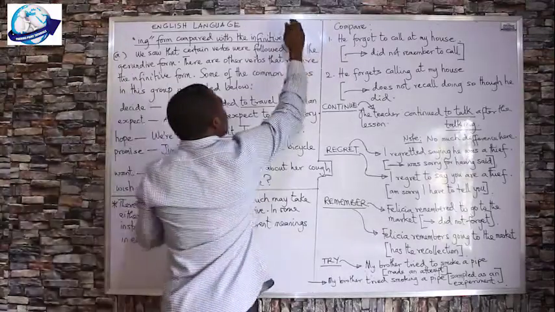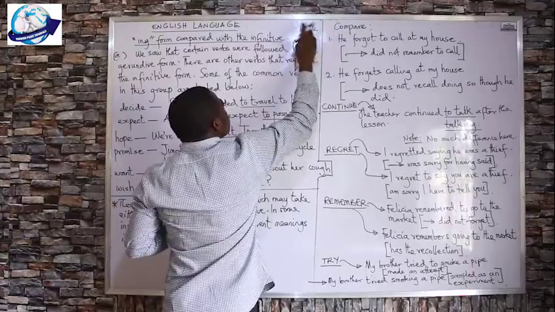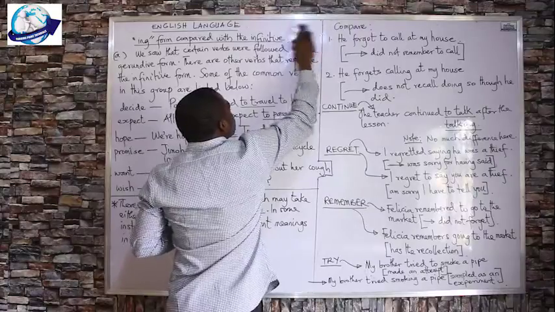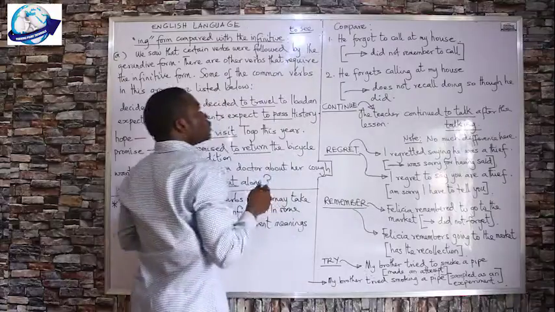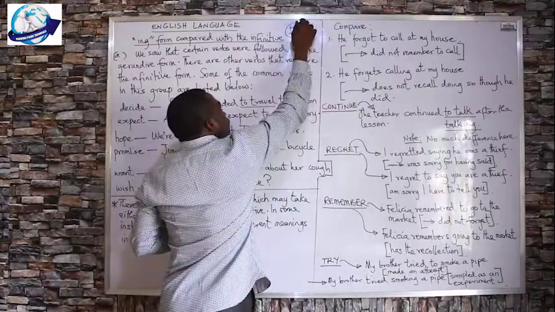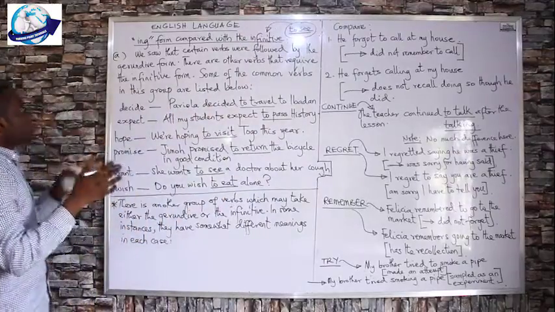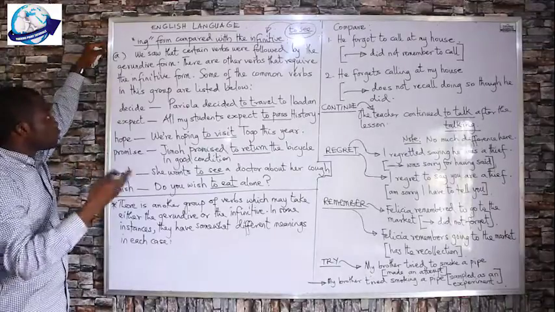So if I have walk or work, this is actually a verb. So adding to it means to work. Then see is a verb, but adding to becomes to see. That makes it an infinitive. So now let's see the comparison of the ing form with the infinitive.